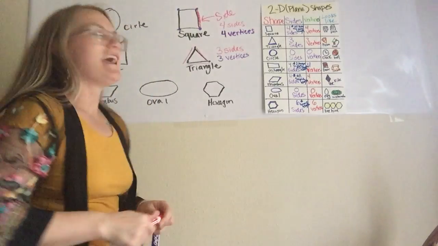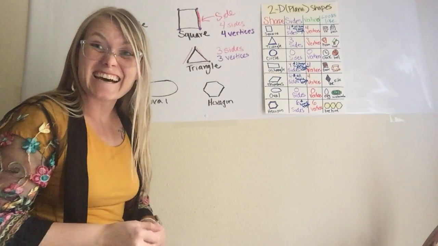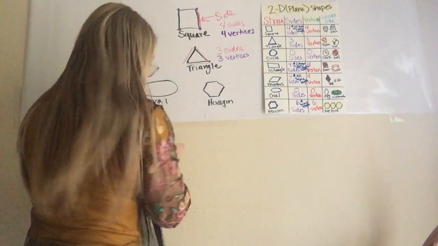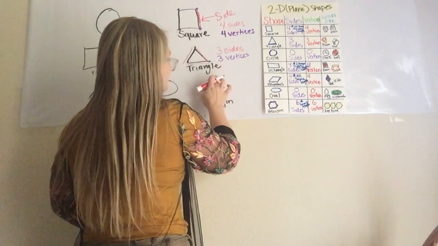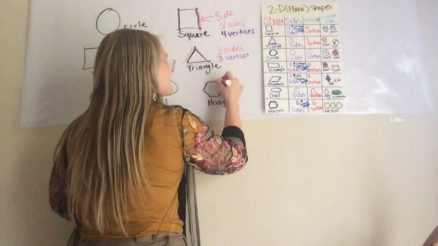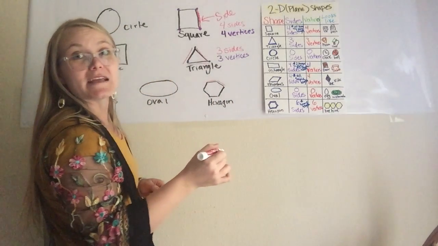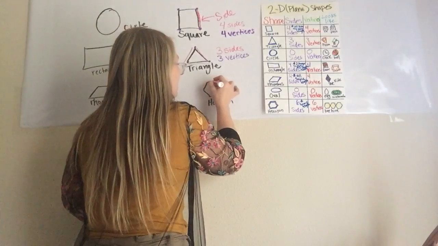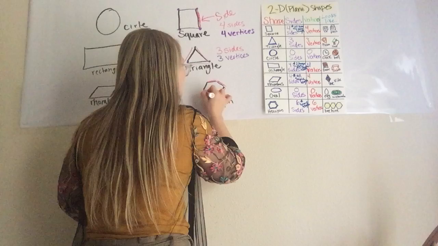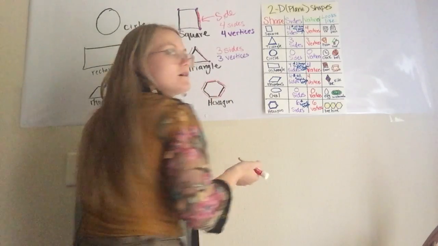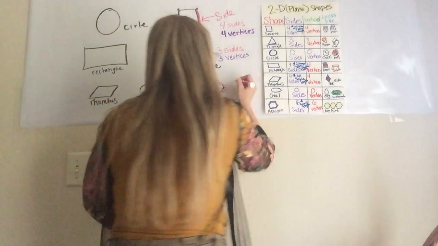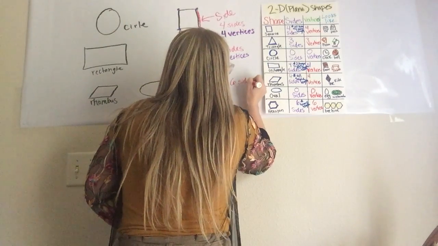Let's look at this hexagon next. It has a lot of sides, doesn't it? Are you ready? I don't know. Let's try. 1. Oop, that was a mess up. See, teachers mess up too. Let's go. 1, 2. I don't think I have everybody counting with me. Let's try again. 1, 2, 3, 4, 5, 6. Guys, this hexagon has 6 sides. Wow, that's a lot of sides. Let's go ahead and write 6 sides.